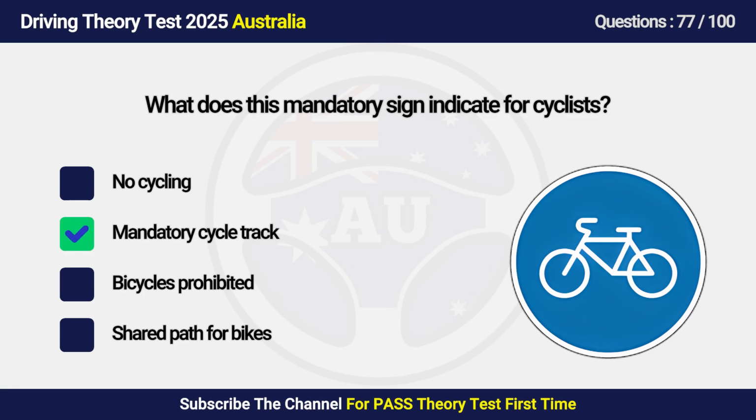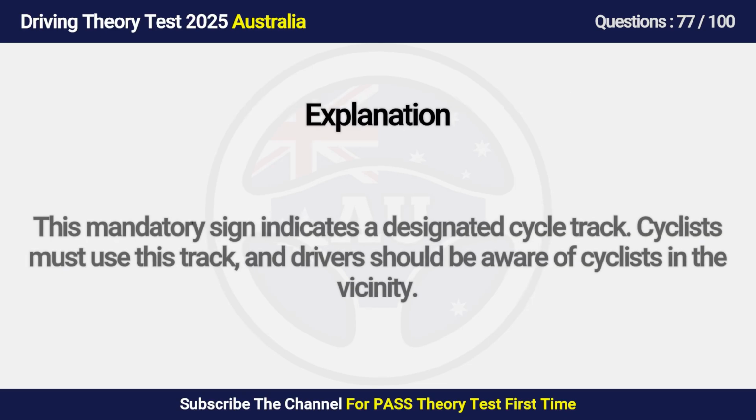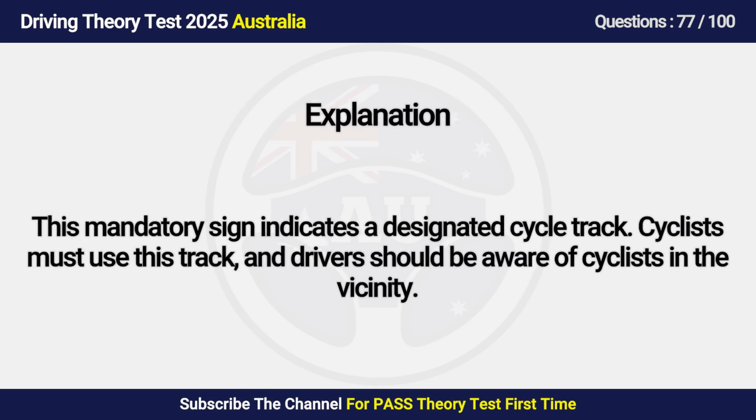Answer is B, mandatory cycle track. This mandatory sign indicates a cycle track. Cyclists must use this track, and drivers should be aware of cyclists in the vicinity.